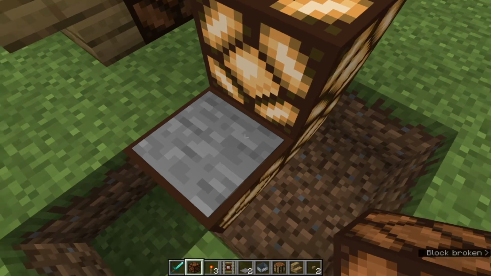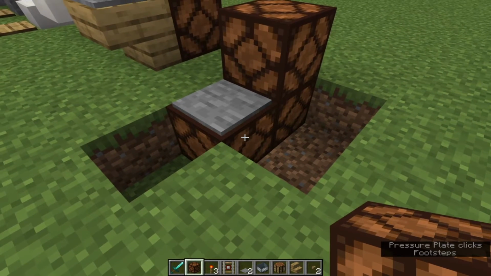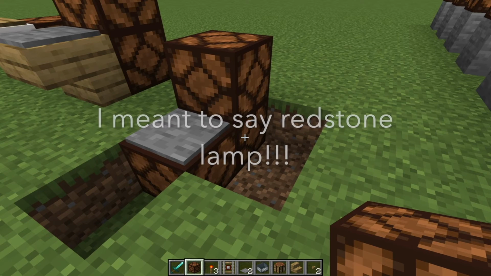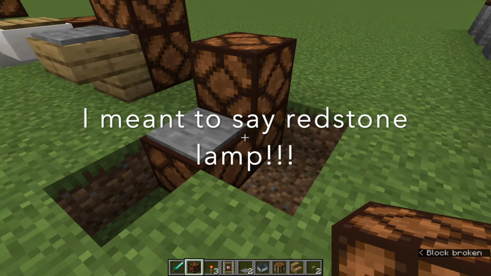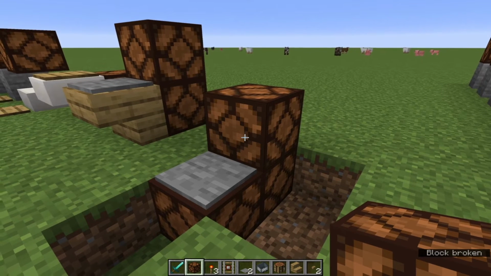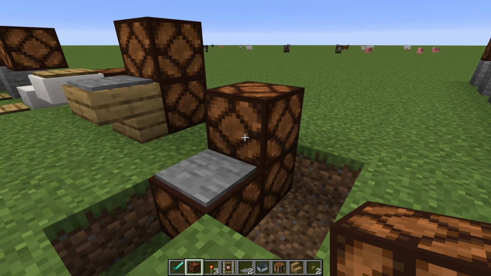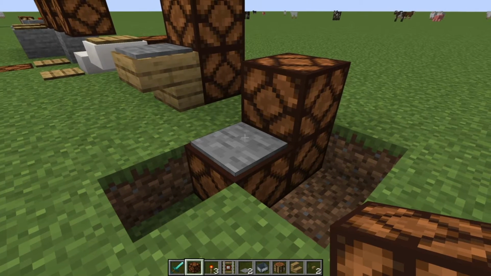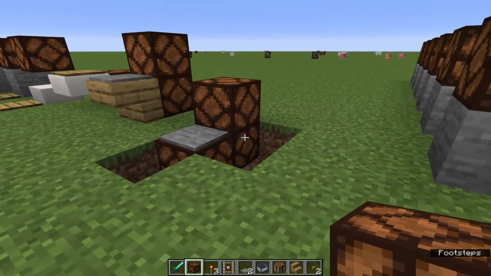So everything lights up. If we had put this on an upside down stairs or on a slab, it would not activate the redstone lamp directly behind. It will activate the redstone lamp directly behind the block that the pressure plate itself is occupying. Is all of this making sense?